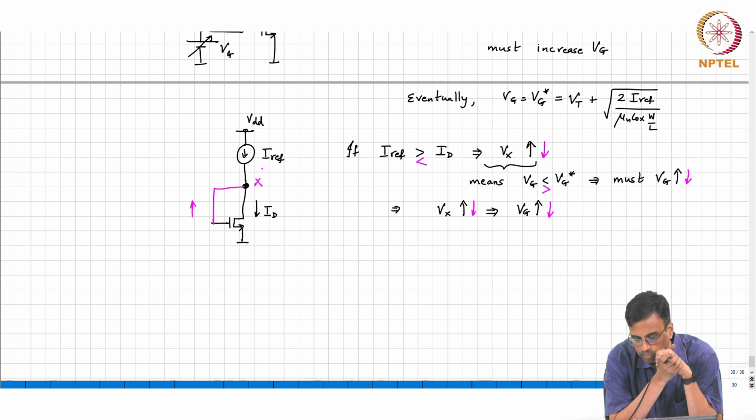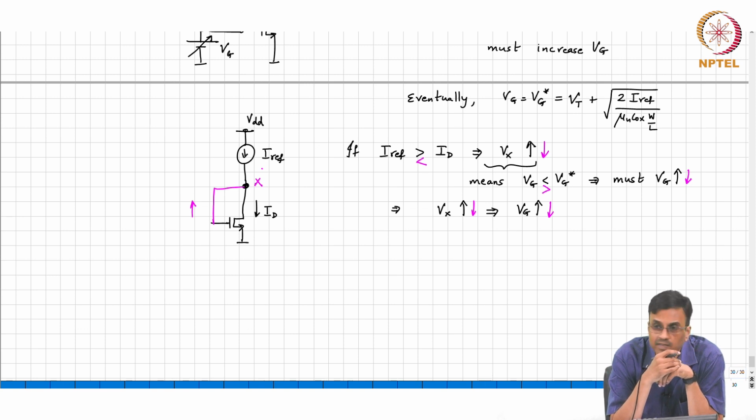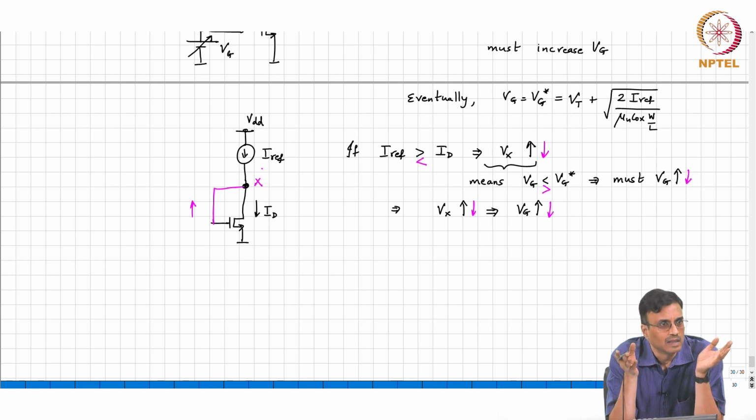Okay. So, you might all be very familiar with this, saying this is a diode connected transistor, right. But the point is that there is negative feedback in action here, where you are continuously comparing the drain current with the reference current and adjusting the gate voltage appropriately, so that the drain current is exactly equal to the reference current. Is that clear?